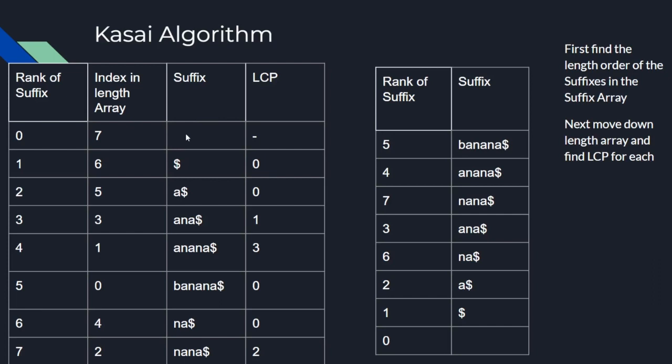Then we can find the answer to the original problem we were talking about. All you need to do is find the max value within this LCP array, which in this case is 3, which means the longest common prefix is 3.